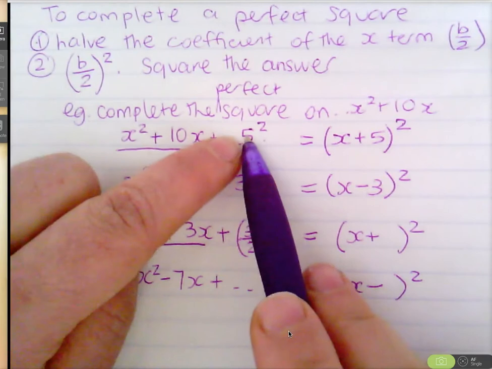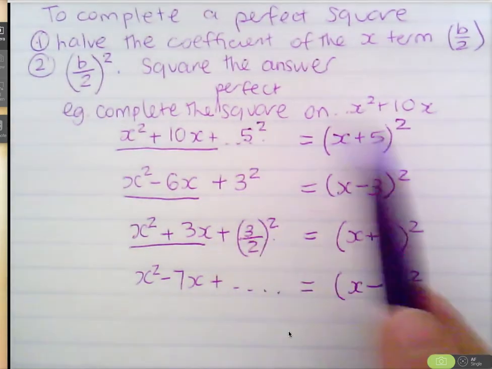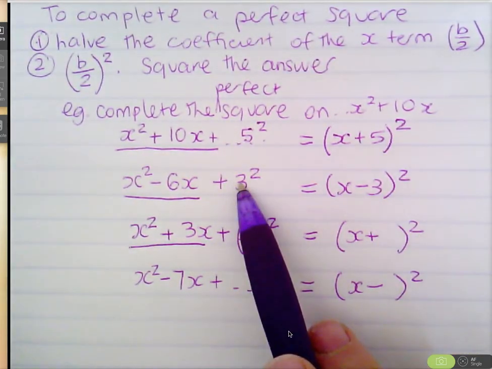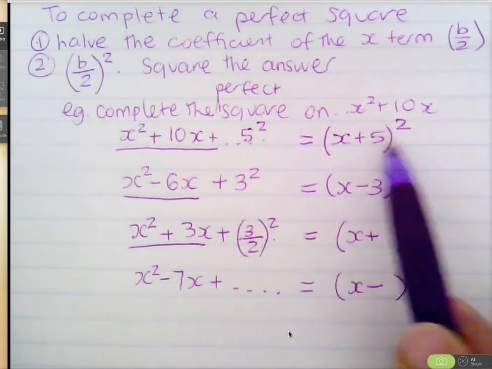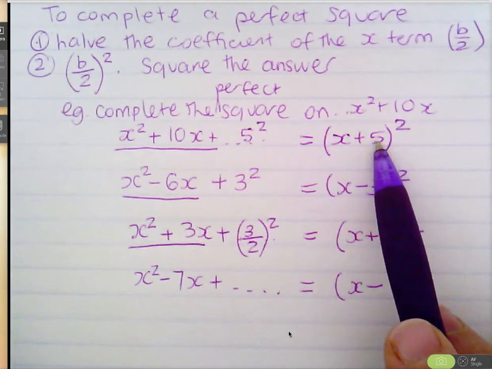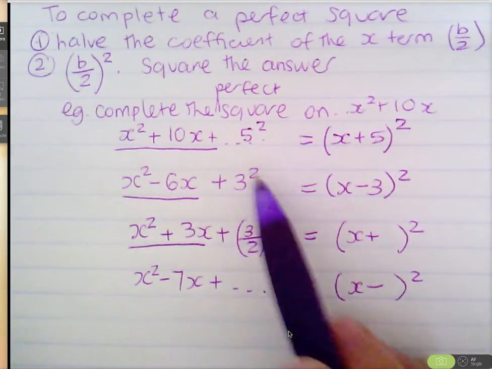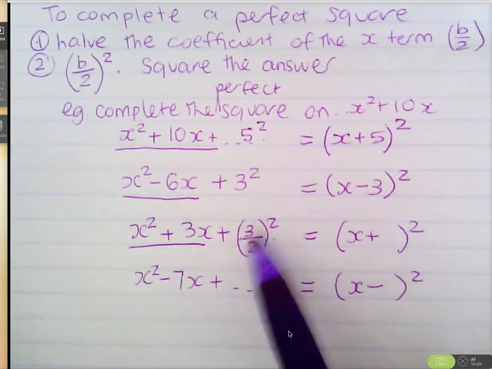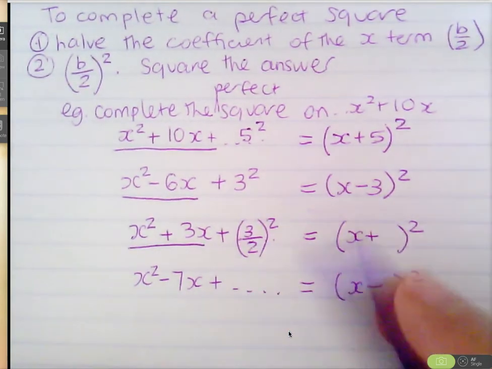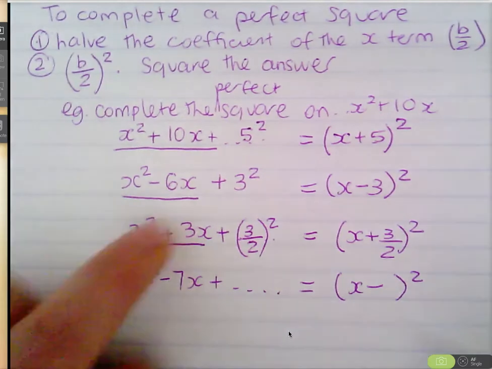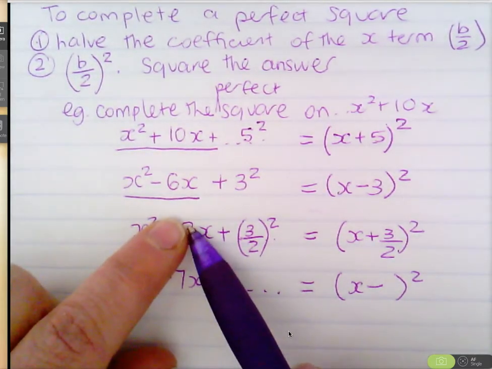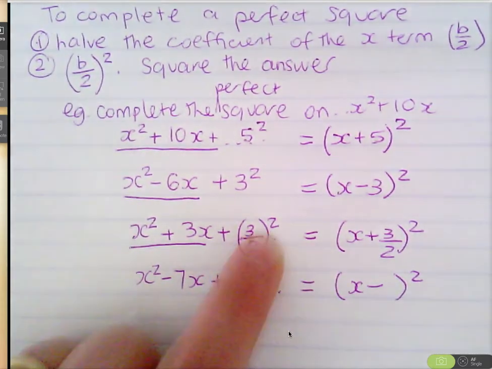Girls, notice you see why I'm writing it as 5 squared? Because I just write 5 there. I'm writing this as 3 squared and I just write 3 there. If I write 25 here, you're still going to have to square root the 25 and put 5. So that's why I like to write it as 3 squared. You just write the 3. So what do I write here following that pattern? 3 over 2. You halve the coefficient of the x term and square it.